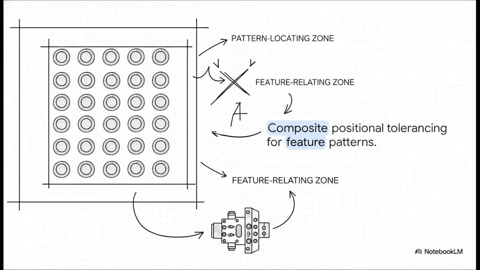This literally allows you to control massive patterns of features, like a huge grid of bolt holes, by constraining both the pattern locating zone and the feature relating zone all at the exact same time. It might look like a lot of heavy math right now, but I promise you, it's just the natural evolution of the core language we're learning today.